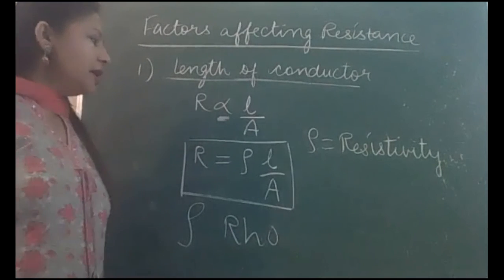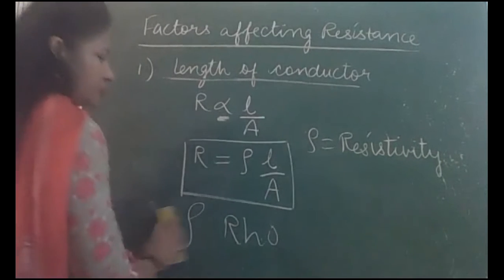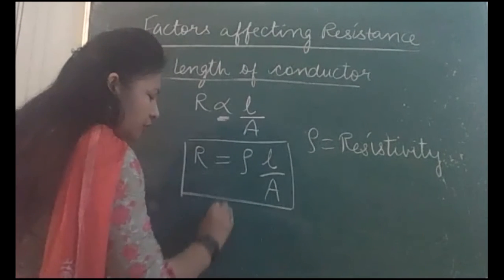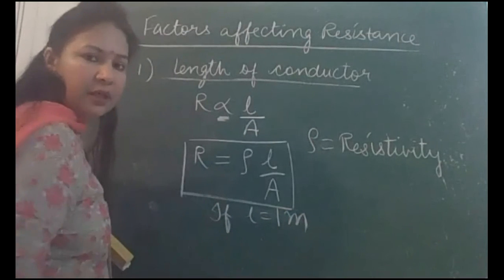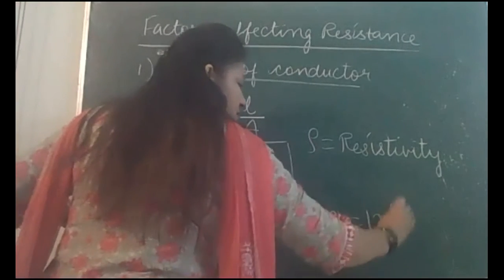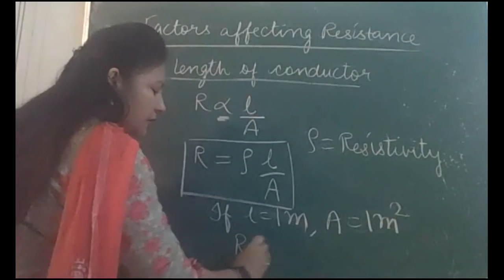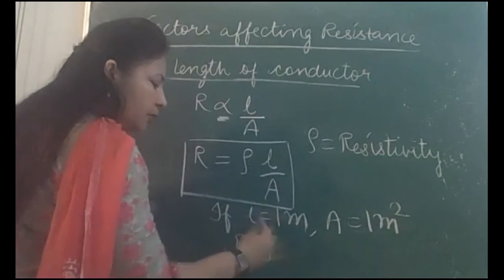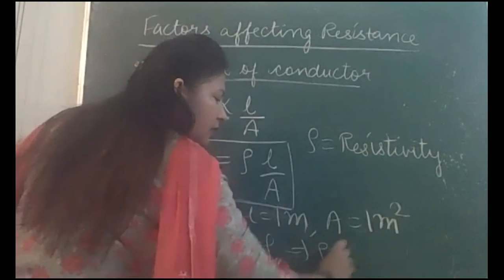Okay, so let us define it. अब इस फॉर्मूला में if we put length equal to 1 meter, suppose length of the wire is 1 meter, area of cross section of the wire is also 1 meter square, what we'll get here? R is equal to rho 1 into 1, that vanishes. So that means rho will be equal to R.